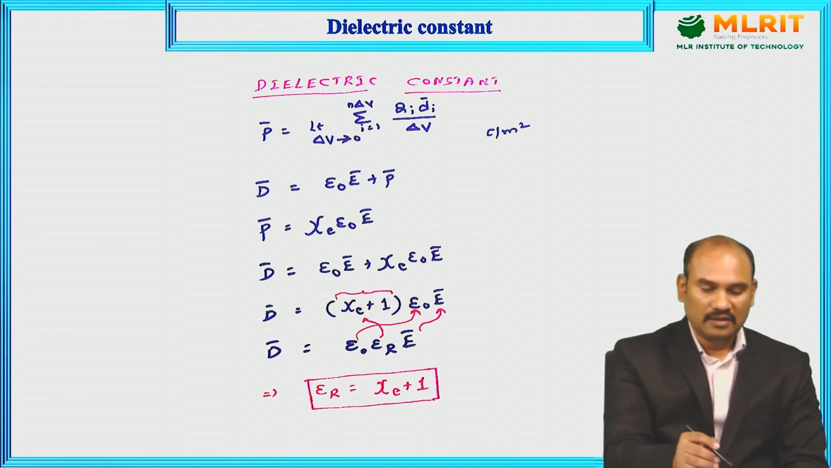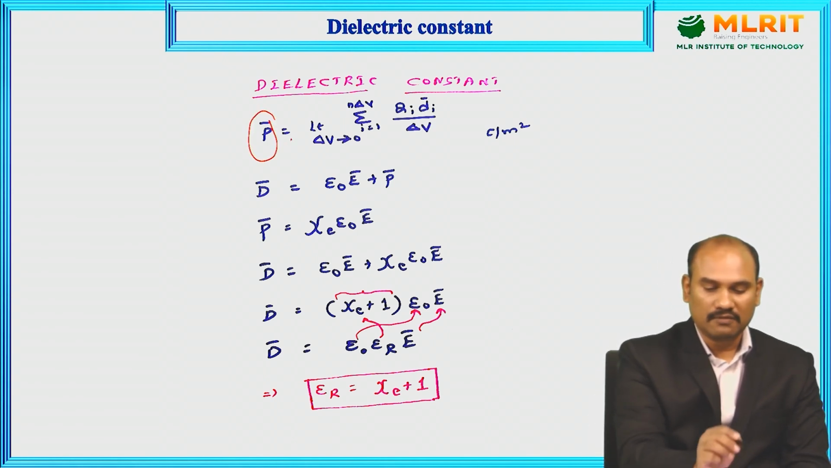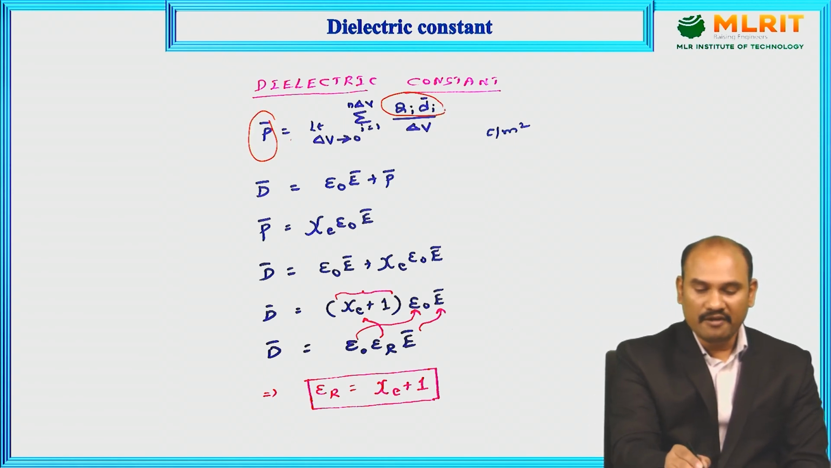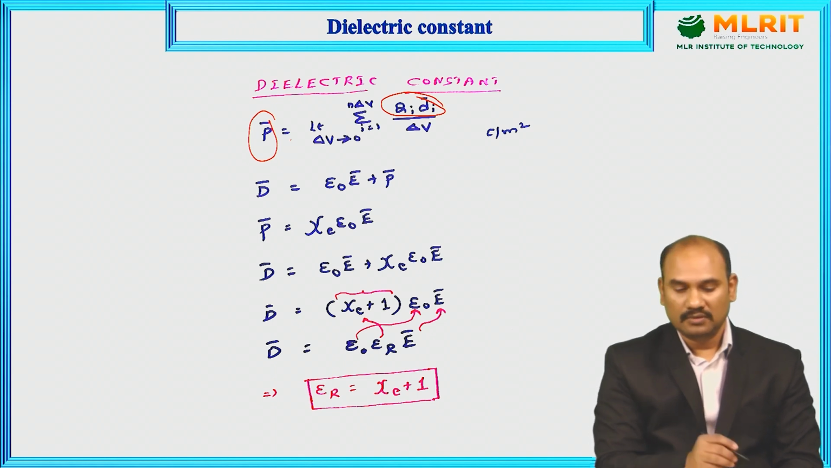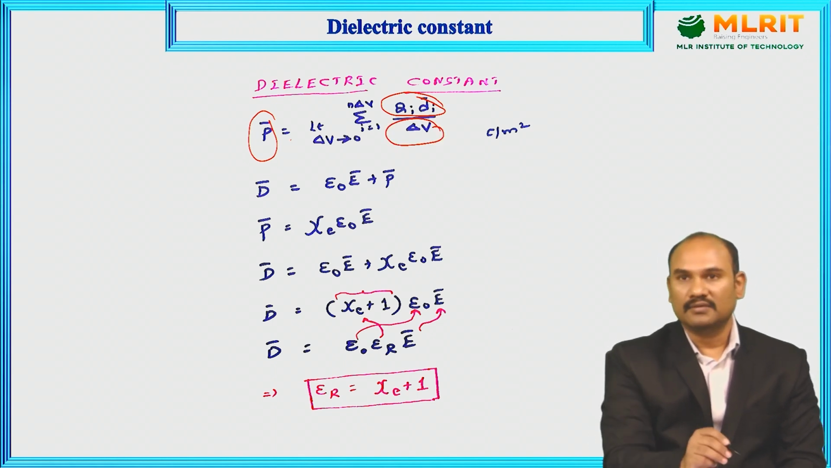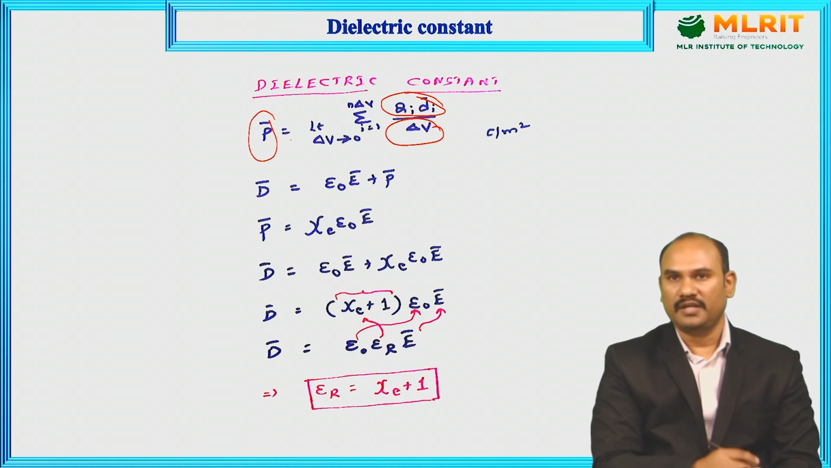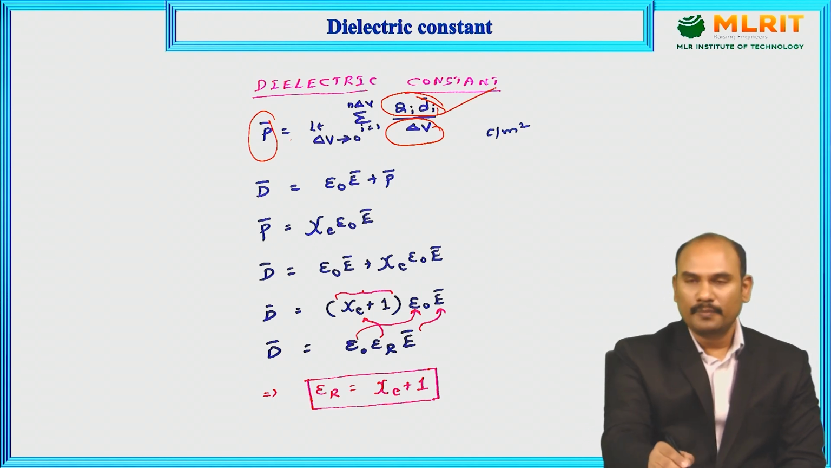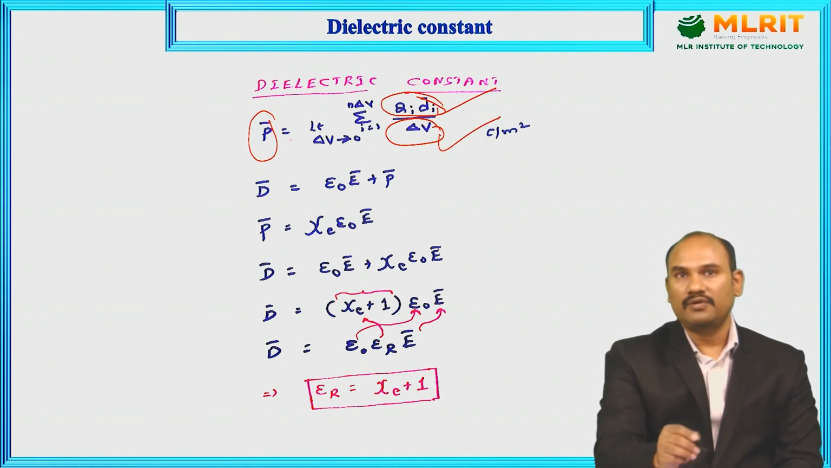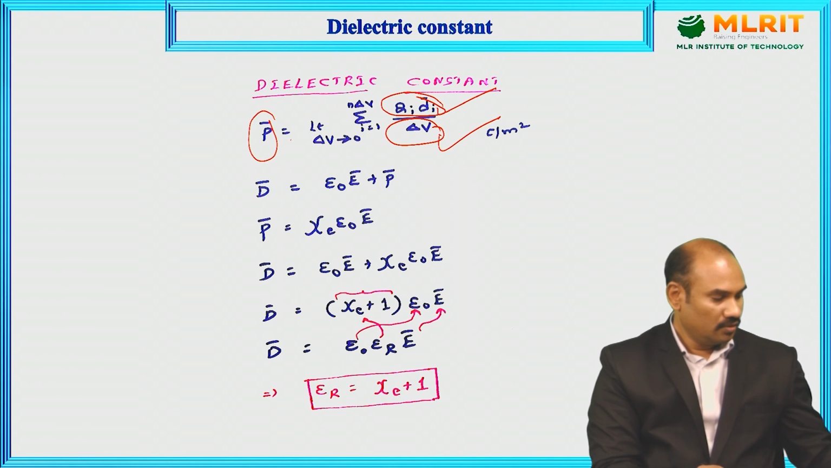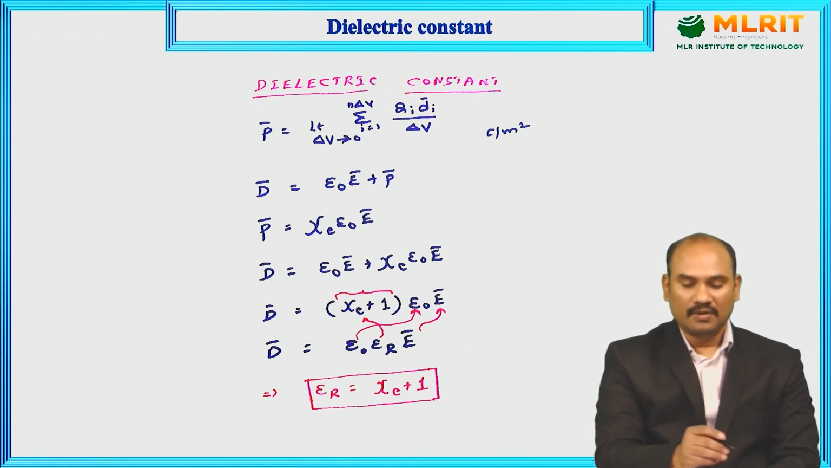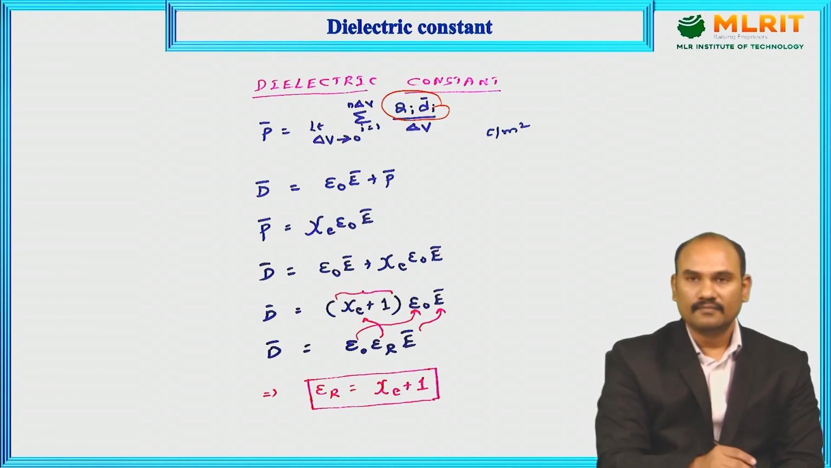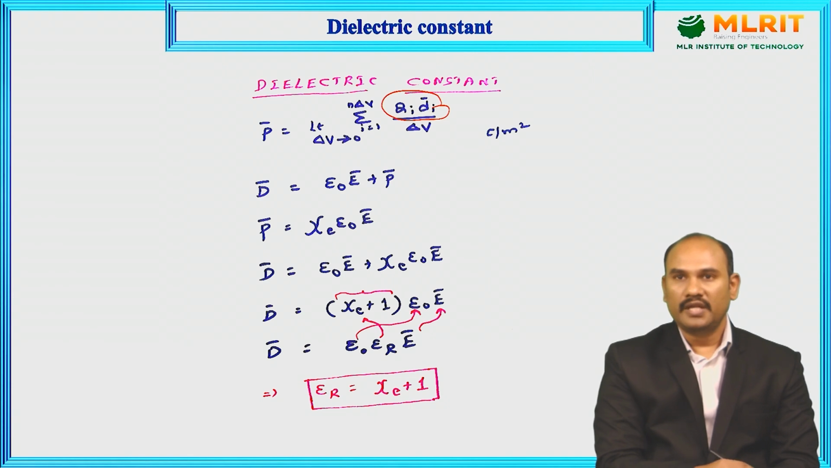Mathematically, P bar is equal to, in the numerator the sum of Qi Di, and in the denominator delta V, meaning per unit volume. That is the actual meaning: the net dipole moment formed per unit volume. And what is this Qi Di? As I told you, there is no single dipole. There are several electric dipoles that are formed due to the application of electric field.